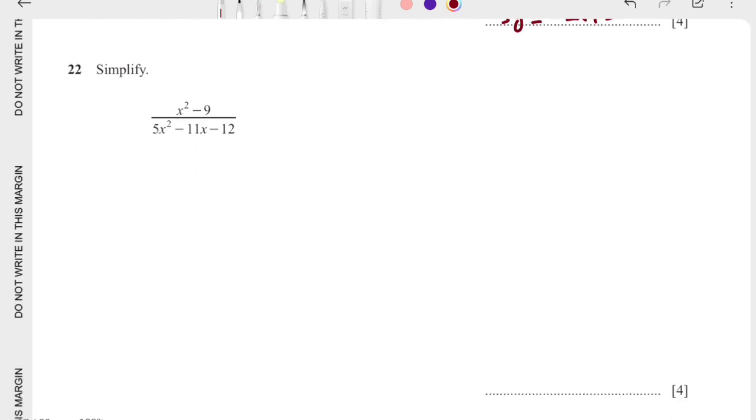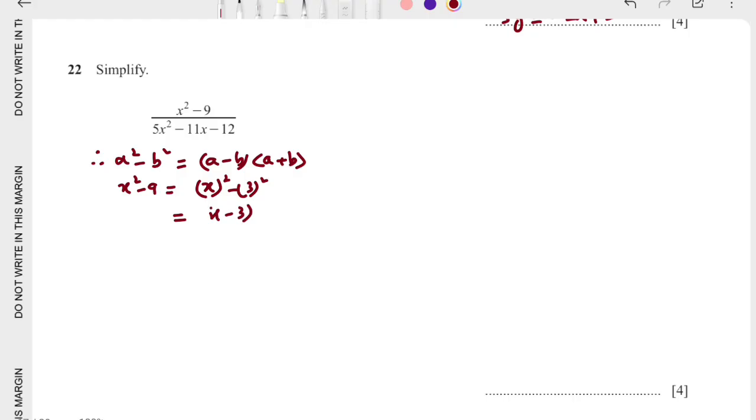Question number 22. Simplify (x² − 9)/(5x² − 11x − 12). We know the identity a² − b² = (a − b)(a + b). So x² − 9 can be written as x² − 3², and it would be (x − 3)(x + 3).